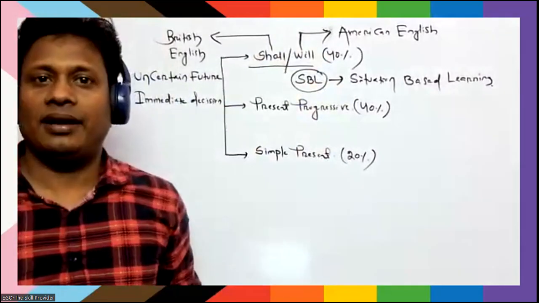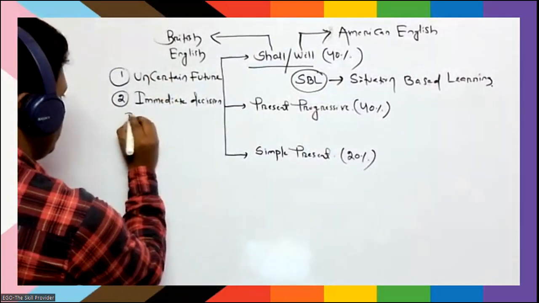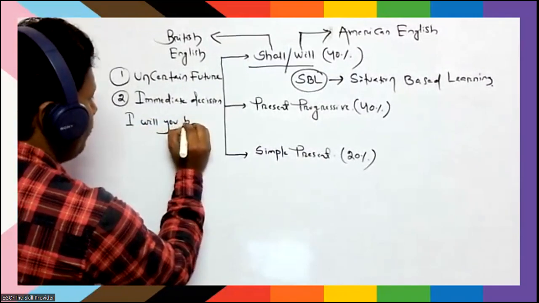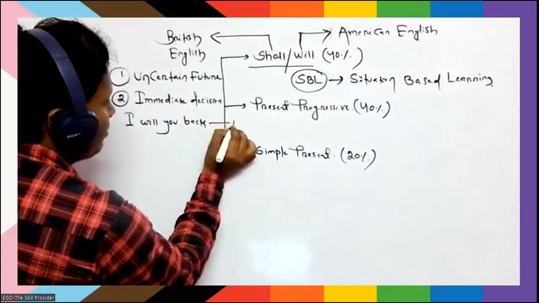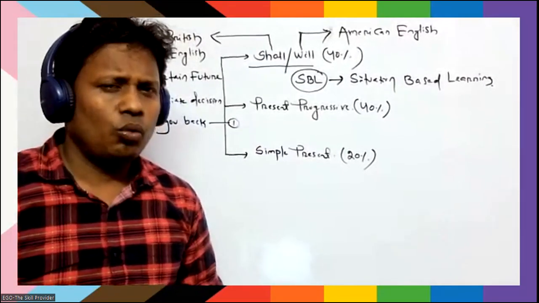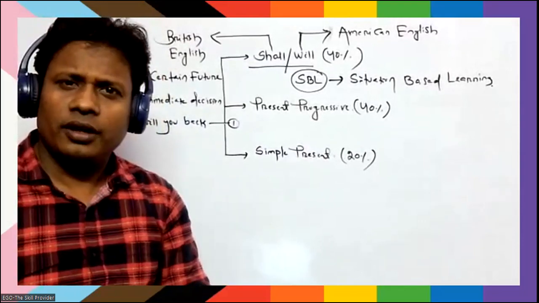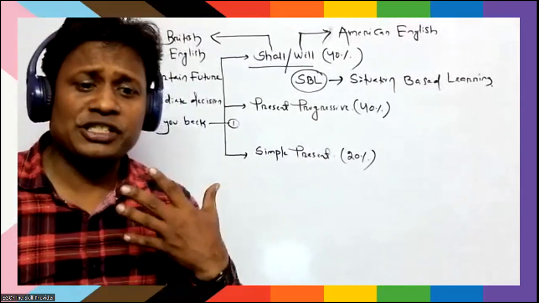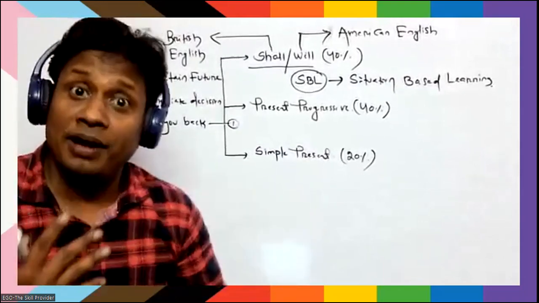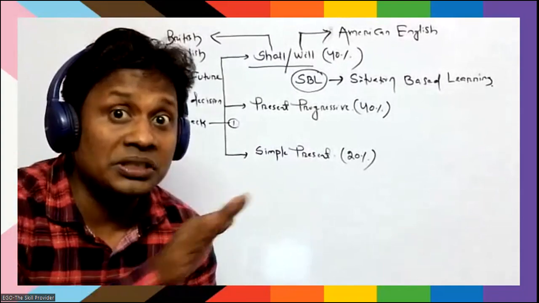Let me give an example. I am busy, I'll call you. I will call you back. What do you mean by that? That means you are not sure. Maybe 50% you can call and 50% you may not call. So there is a probability. There is a possibility you can call and there is no certainty.